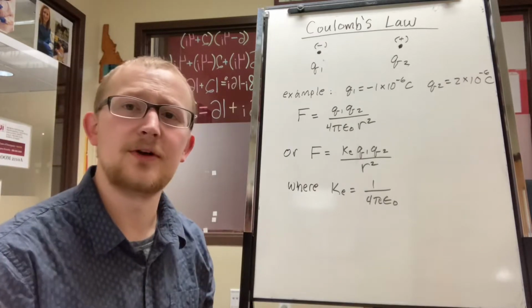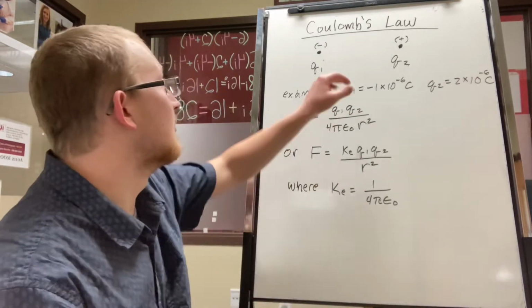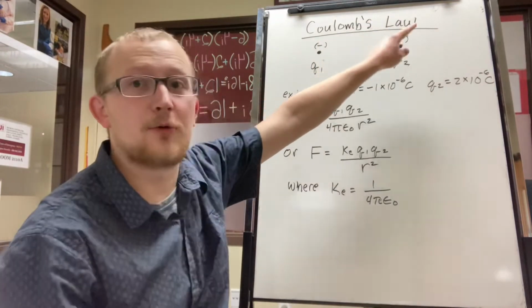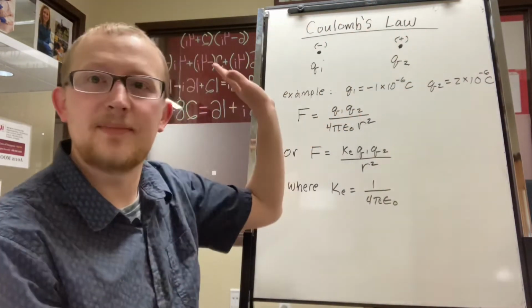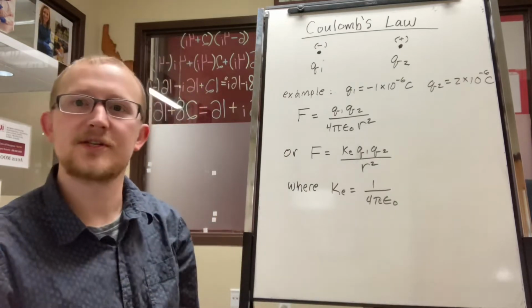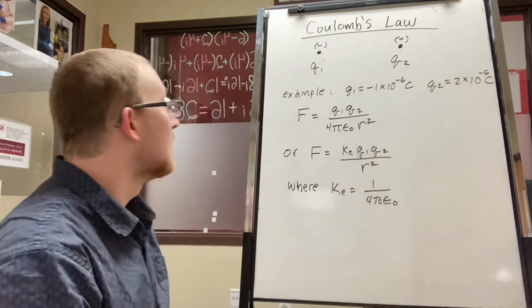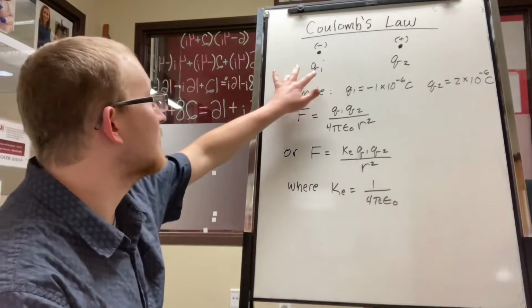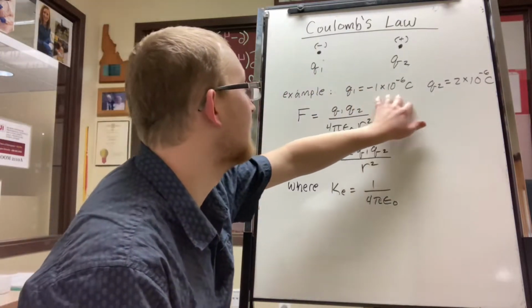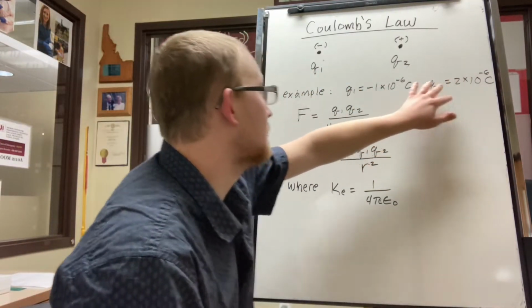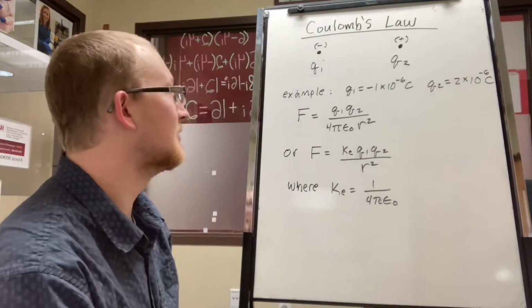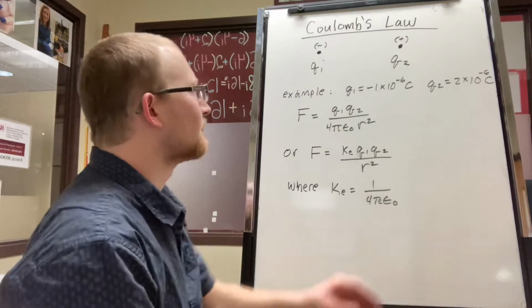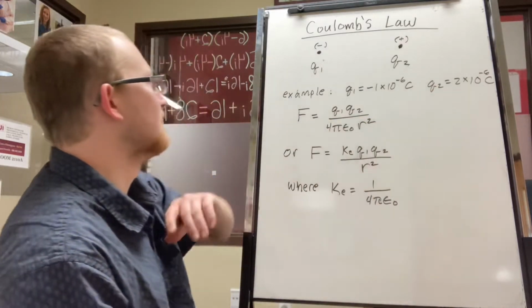And of course we know Newton's third law, so if Q1 is applying a certain force on Q2, then Q2 must apply an equal and opposite force on Q1. So Newton's third still applies here. I wanted to do an example with two charges, one with a negative one Coulomb charge. So you remember Coulomb is the unit of charge. And Q2 is going to be a positive charge.